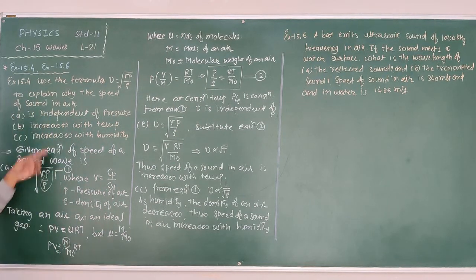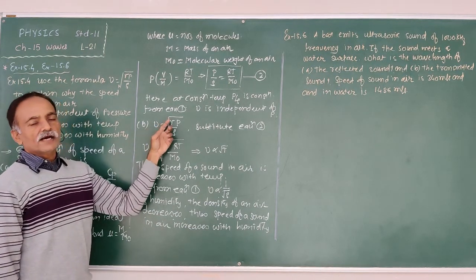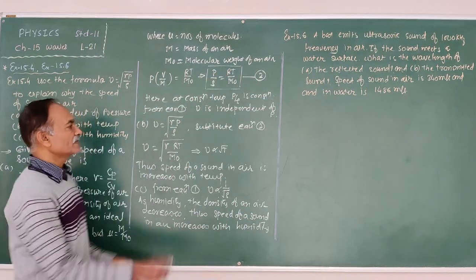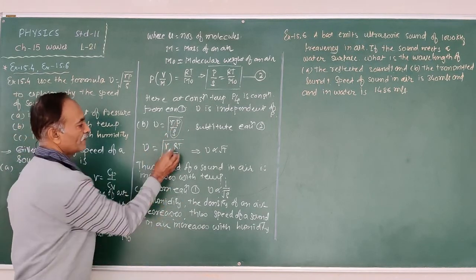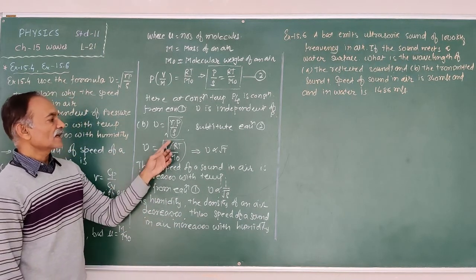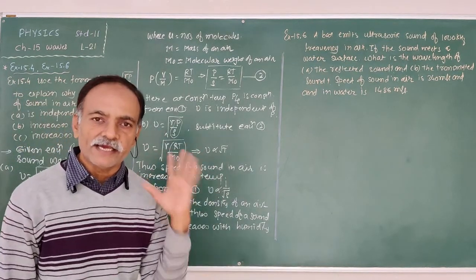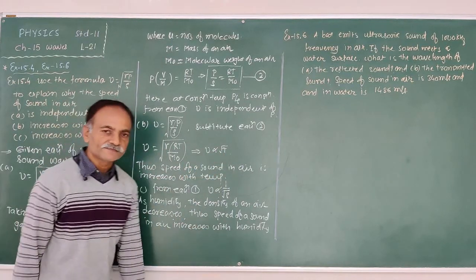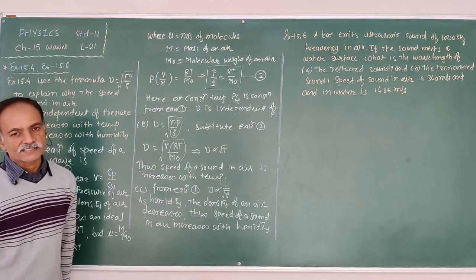Now, second part, we want to prove that the speed increases with temperature. Our equation is V is equal to under root of gamma P upon rho. We just obtained the equation of P upon rho, so substitute the value of P upon rho. Therefore, V is equal to under root of, instead of P upon rho, RT upon M0. So gamma R upon M0 are constant. Therefore, the speed of sound in air is directly proportional to the square root of temperature. Thus, the speed of sound in air increases with temperature.